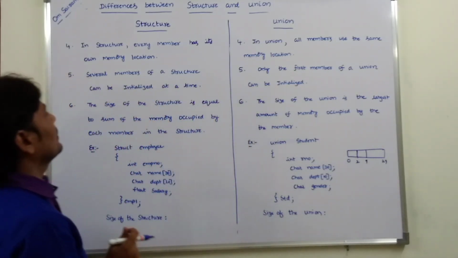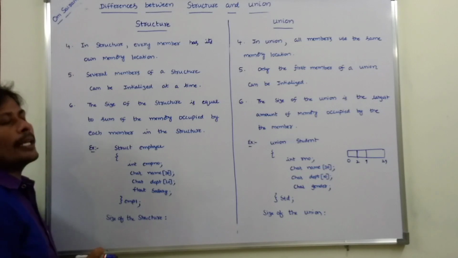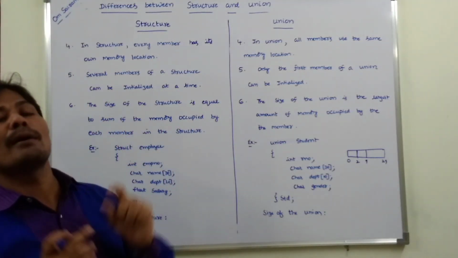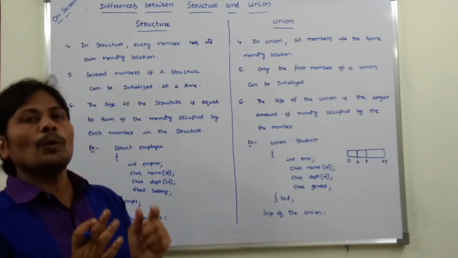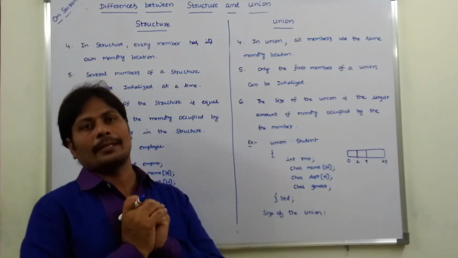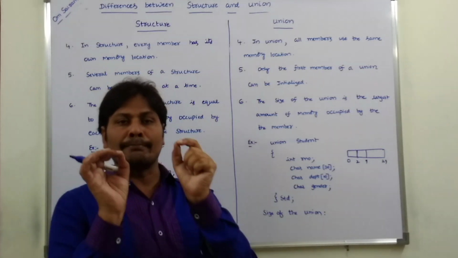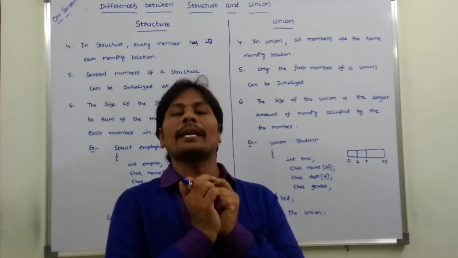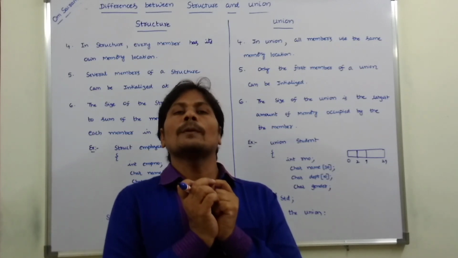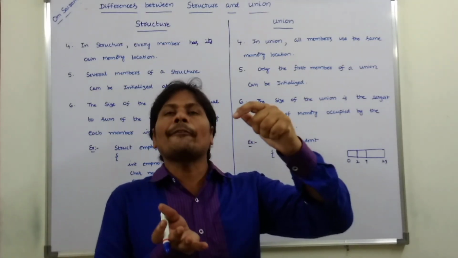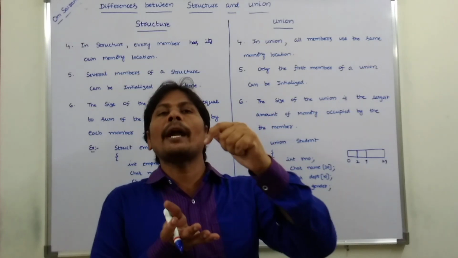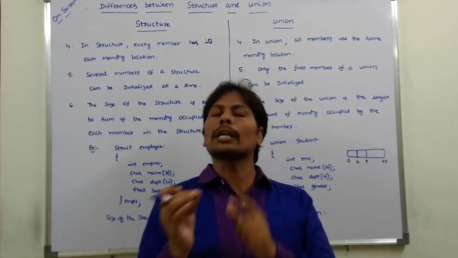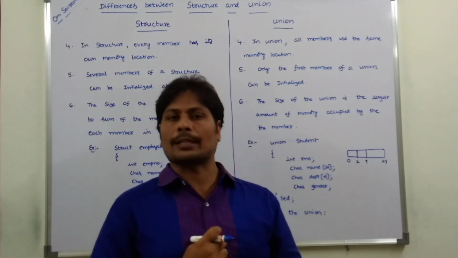Okay, next one. The size of the structure is equal to the sum of the memory occupied by each member in the structure. So what is the size of the structure? Whatever memory is occupied by each member, the sum of all of them is equal to the size of the structure.